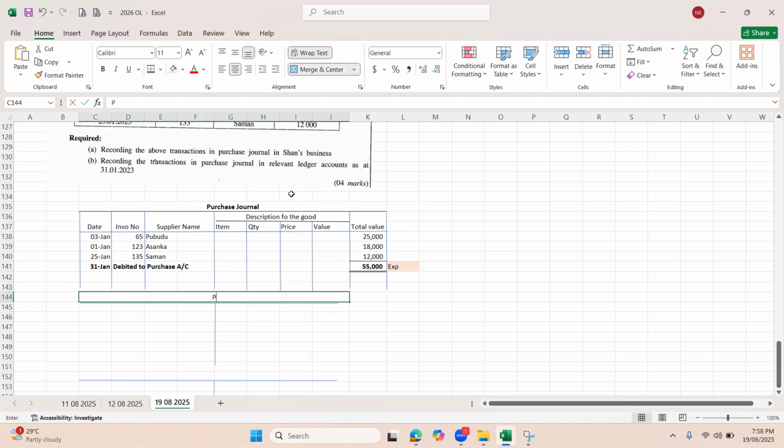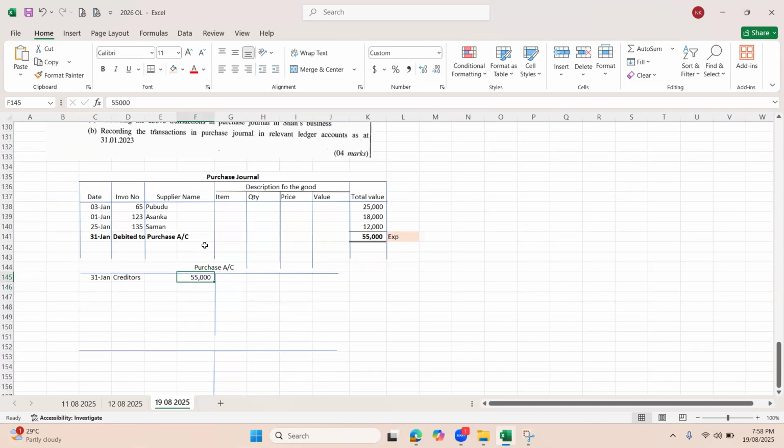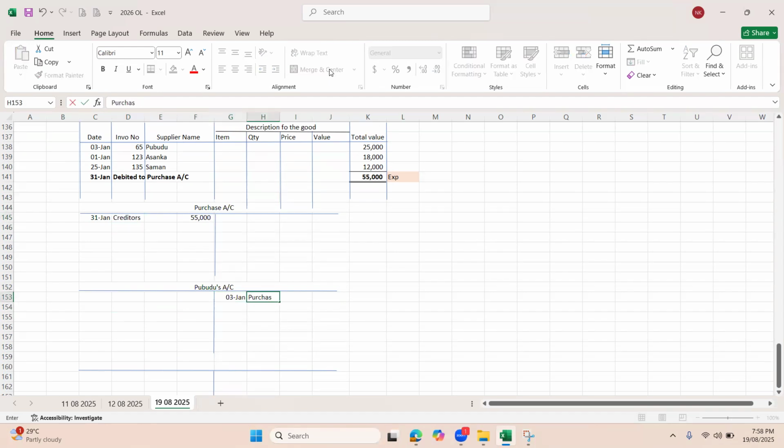First, the purchase account: debit here on 31st of Jan, creditors, total. You put the total here, 55,000. No need to put the individual values, just put the total. Then we have three creditors. The first man is Pubudu. Pubudu's account, credit on 3rd of Jan, purchases.